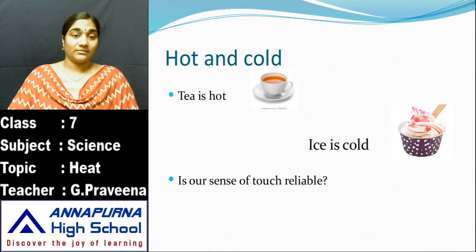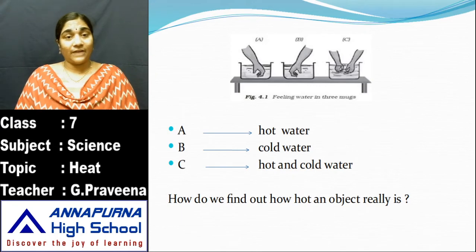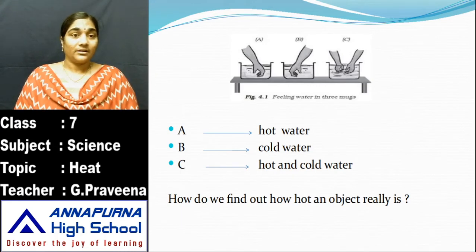Let us do an activity here. For this you have to take 3 bowls and mark them as A, B and C. In the first beaker you add hot water, in the second you add cold water, and in the third beaker you mix both hot and cold water.